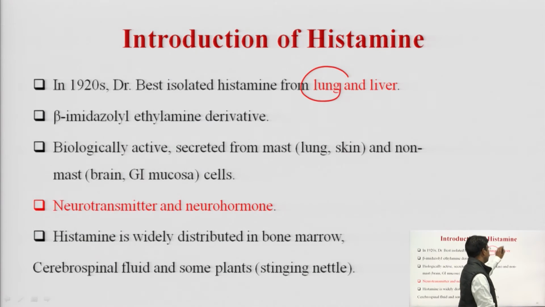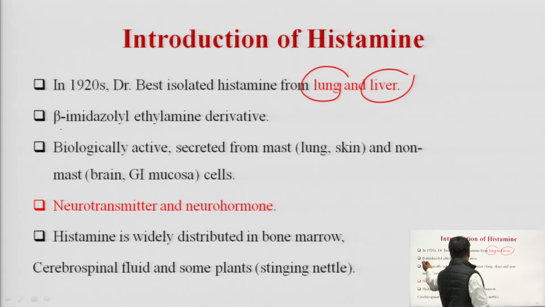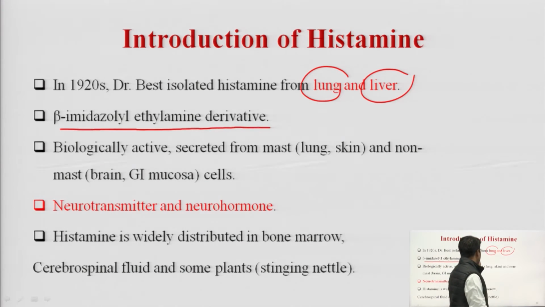Okay, you have to remember these two origins, because histamine is majorly found in the smooth muscles, specifically like lungs, or you can say skin. Okay, so it is a beta imidazolyl ethylamine derivative. It has a biological secretion from two types of cells: first, mast cells, and the second one is known as the non mast cells.